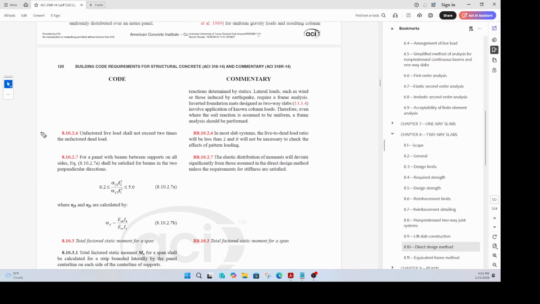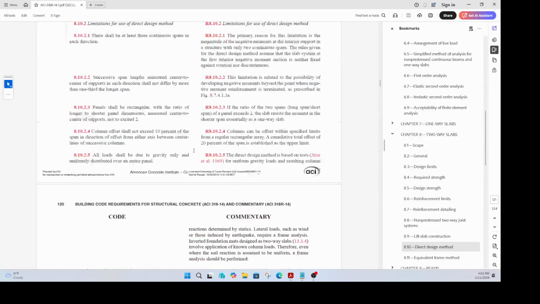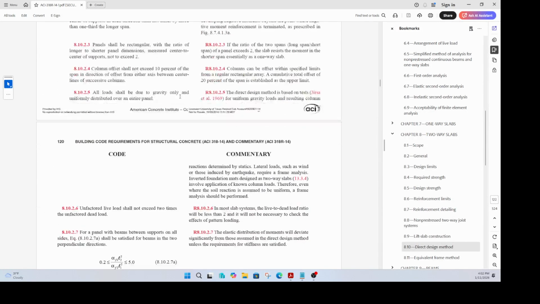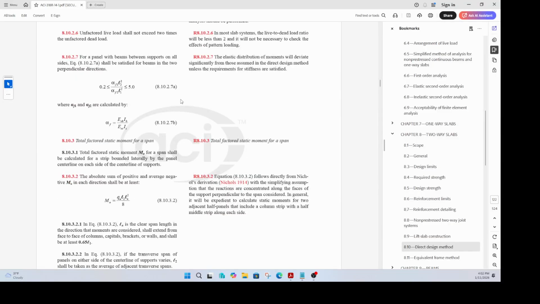And then the last one, there's also another requirement. Your unfactored live load shall not exceed the dead load by two times. So that should not happen. Usually that will not, but that should not happen. Then you can apply your direct design method. Okay, now we talked about this. It should be familiar by now. This is how you calculate your alpha value, right?